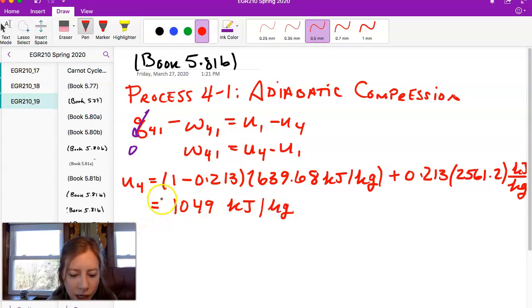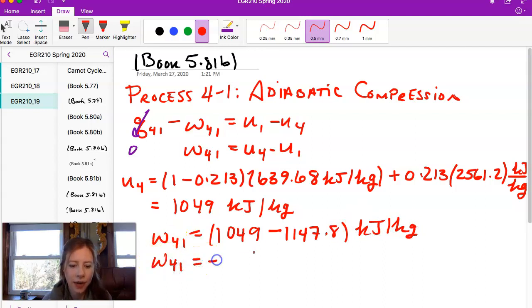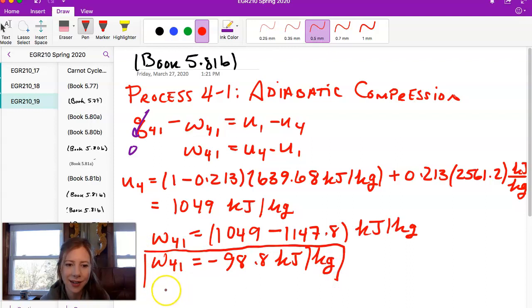So, we had already had U1 earlier, so let's just use our number from that. So W41 is going to be equal to 1049 minus 1147.8 kilojoules per kilogram. And so W41 is going to be equal to minus 98.8 kilojoules per kilogram. Ha, we did it. That is part B of this problem.